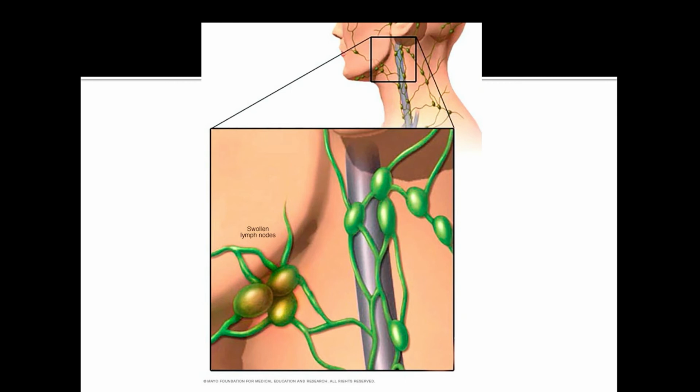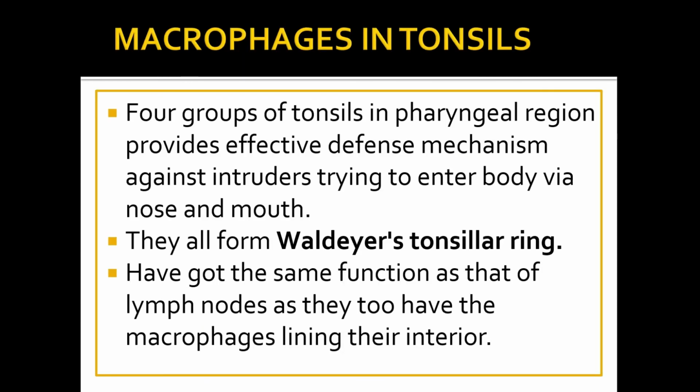This is the swollen lymph nodes. You can see this is the system made up of. This is a lymphatic system. Now come to the tonsils.